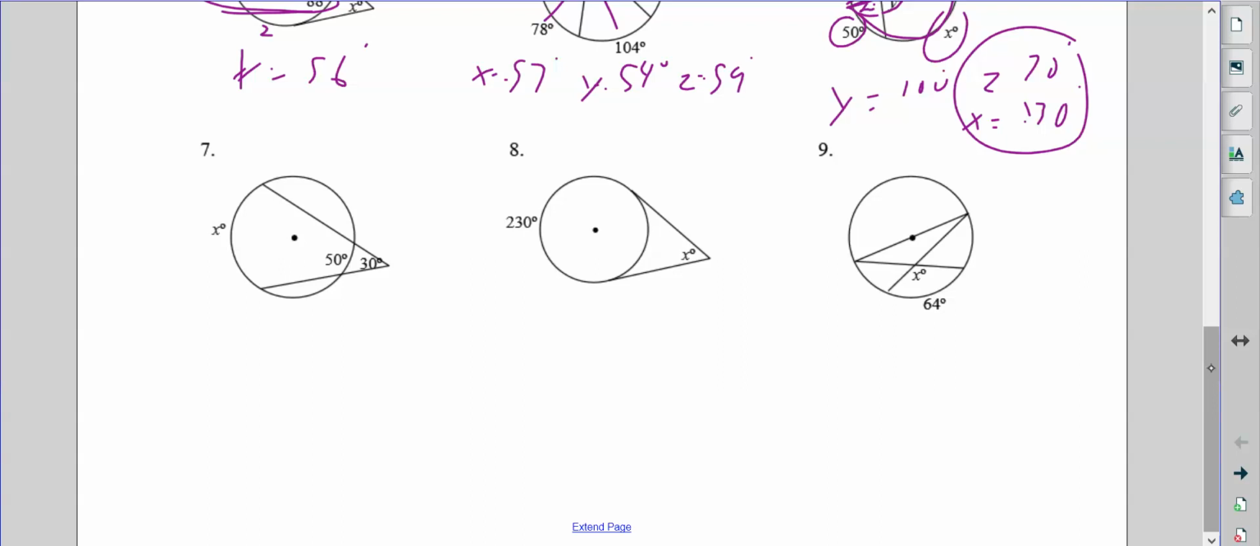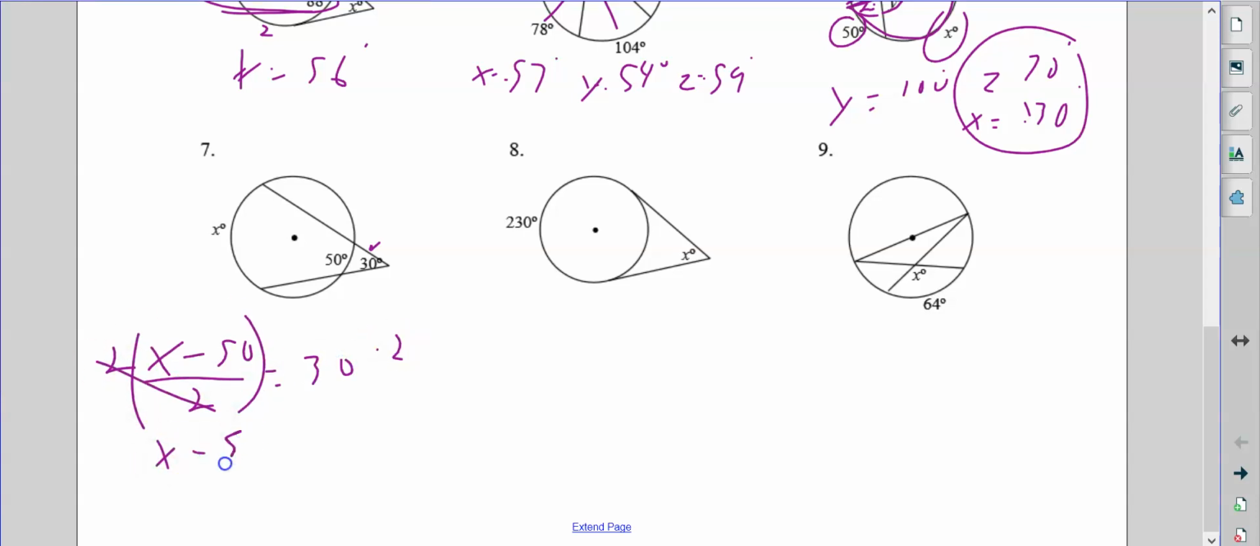Now this one's tricky because we already have this, and we're trying to find this. So remember, it's going to be x minus 50 divided by 2 equals 30. So now we got to do some backwards math. x minus 50 equals 60, and add 50 to both sides, x is 110. And again, you can go back and check that. 110 minus 50 is 60, divided by 2 is 30. So you can check your answers.